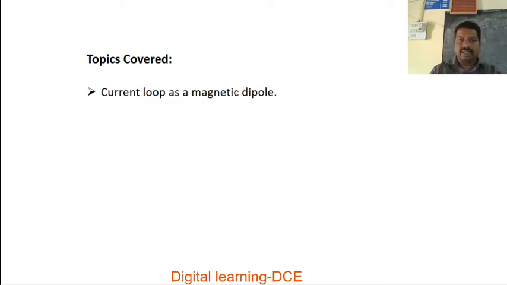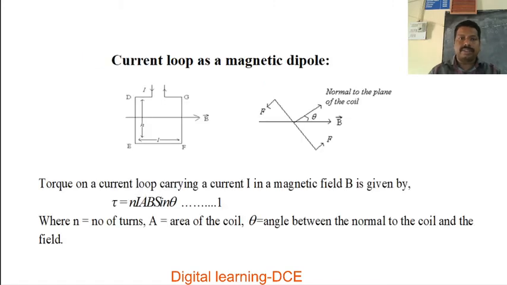Let's see the current loop as a magnetic dipole concept. Again, we are going to use the same diagrams used in the previous session. Again, we are going to use the formula for torque experienced by a rectangular coil placed in a magnetic field of uniform strength.